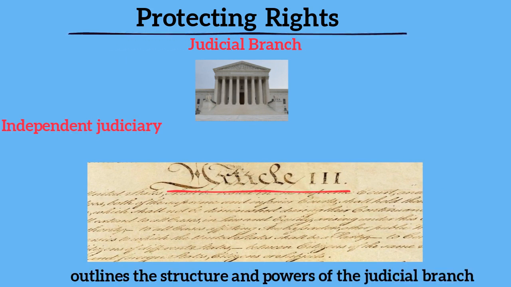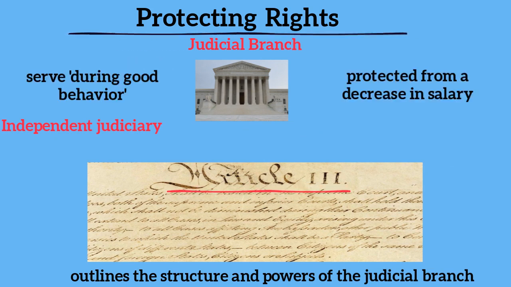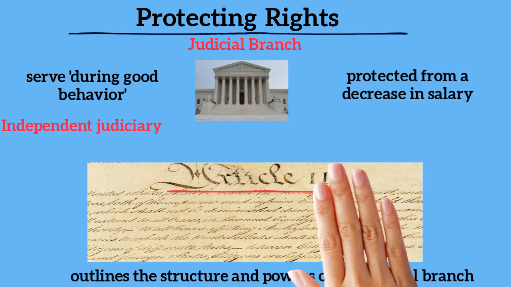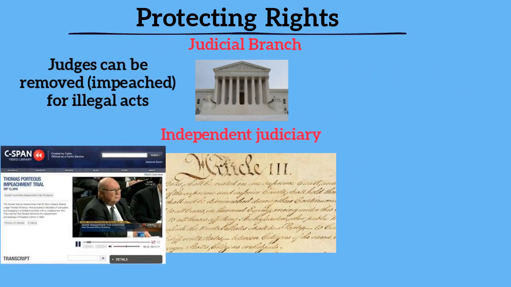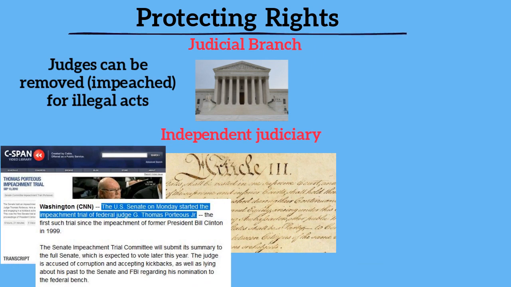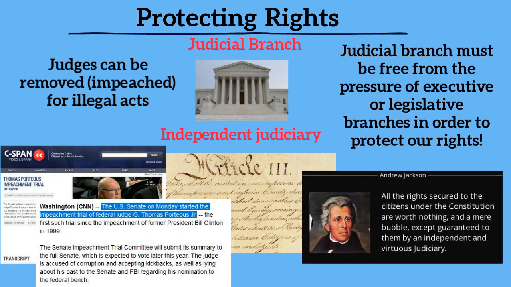Article 3 states that judges would serve during good behavior and would be protected from any decrease in their salaries in order to prevent the other two branches from removing judges or decreasing their salaries if they don't like a decision. Of course, if a judge is doing something illegal, that judge can be removed or impeached. But it's important that our judges, our judicial branch, be free from pressure that the legislative or executive branch might put on them to ensure that the judicial branch protects our rights.